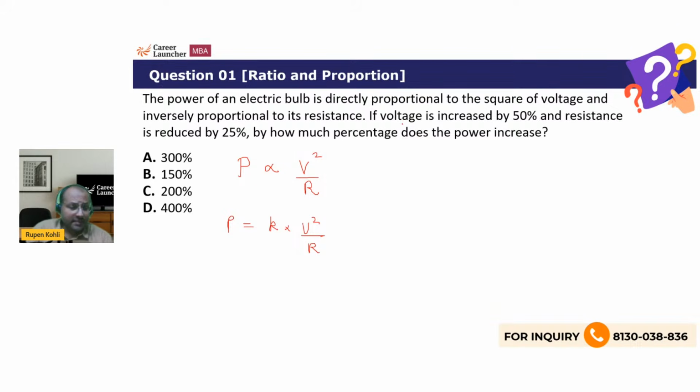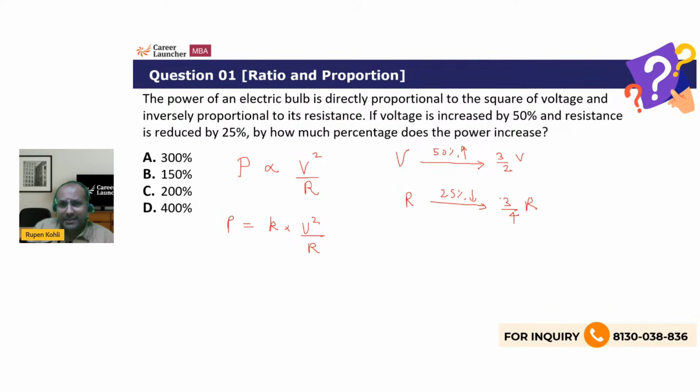Now voltage is increased by 50%, resistance is reduced by 25%. By how much percentage does the power increase? Both the variables change. Voltage V increases by 50%, so it becomes 3 by 2 times V. I always keep it in fraction form and don't write decimals. It makes our calculation simpler. Resistance R decreases by 25%, which means a 1/4 decrease, so it becomes 3/4 of the initial.